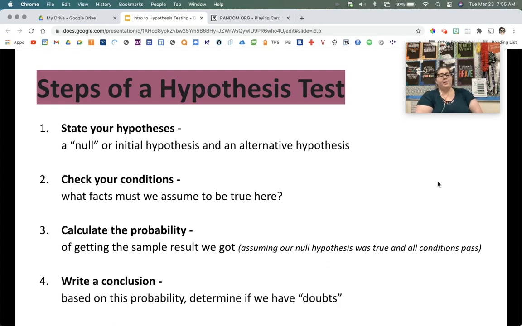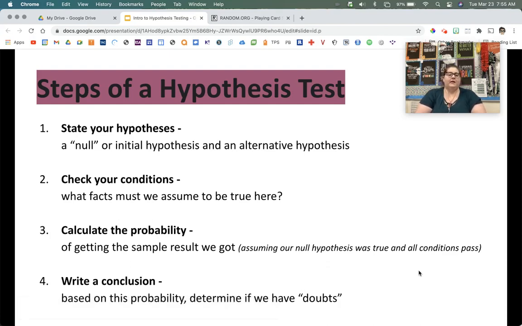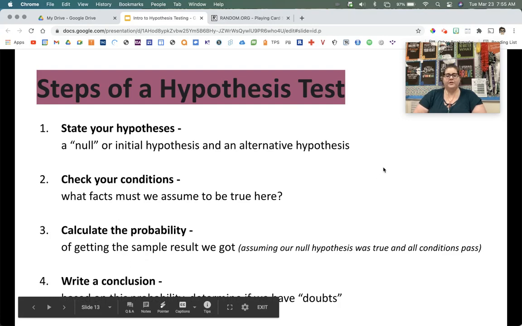And then we're going to use that probability to determine and write a conclusion. We're going to determine, based on that probability, do we have doubts about our hypotheses? And we write a conclusion. Okay, so those are our 4 steps. So that's just a general introduction.